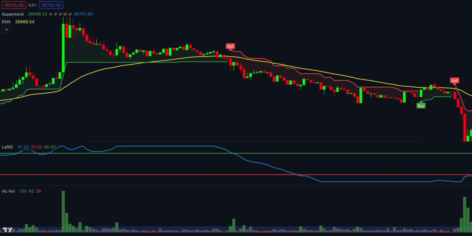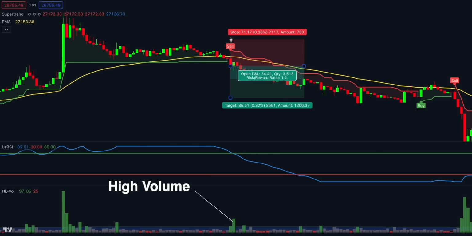Sell conditions are as follows. First, the Supertrend gives a sell signal. Second, the price is closed below the EMA. Third, the Laguerre RSI is overbought. And finally, the volume bar is green.